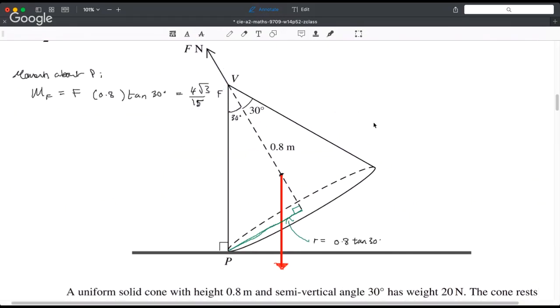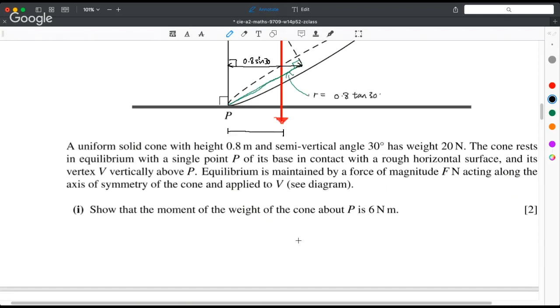And let's look at this first question. They want to know about the weight of the cone. So what we need to do is look at this triangle here, this big one, including the 30 degrees on the left-hand side, and realize that this distance here is the same as this distance here. You can see this is a right angle triangle, and this distance is going to be 0.8 sine of 30 degrees.